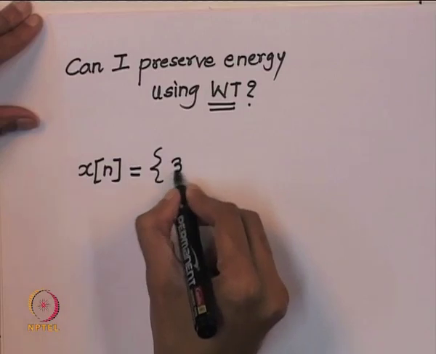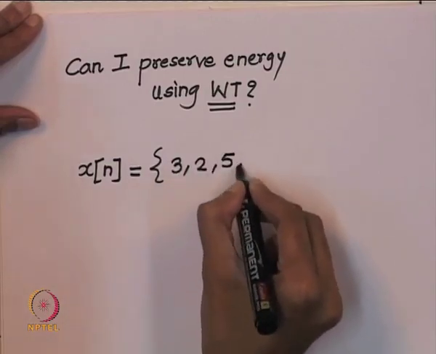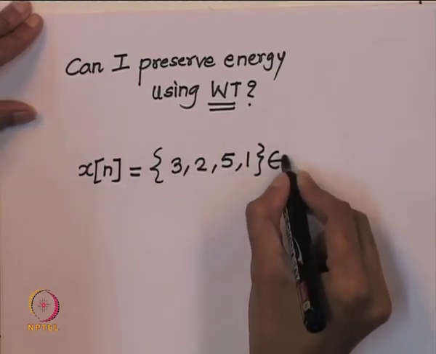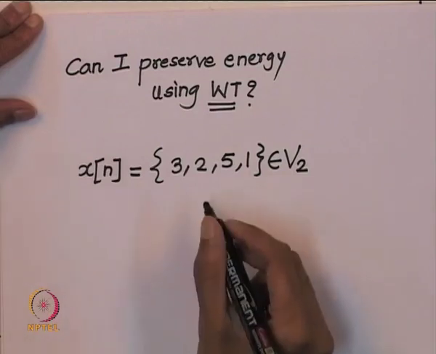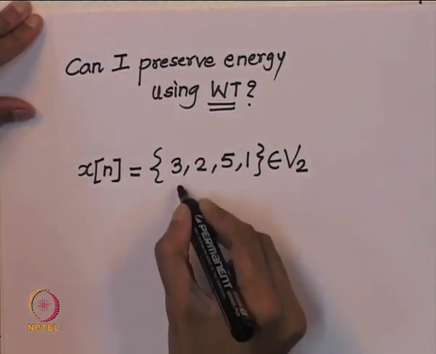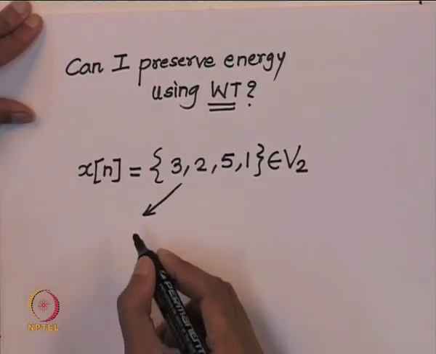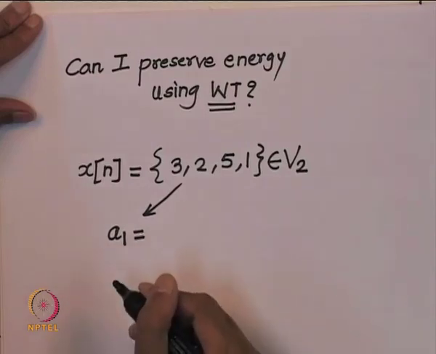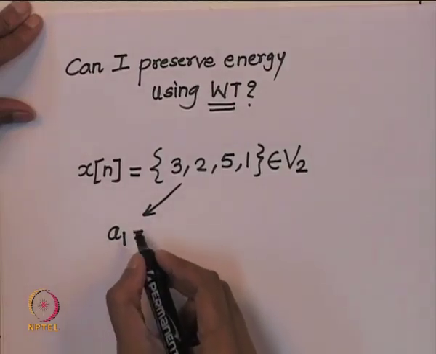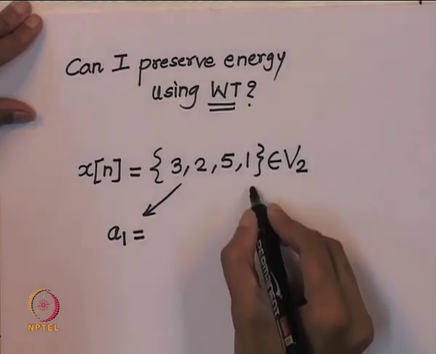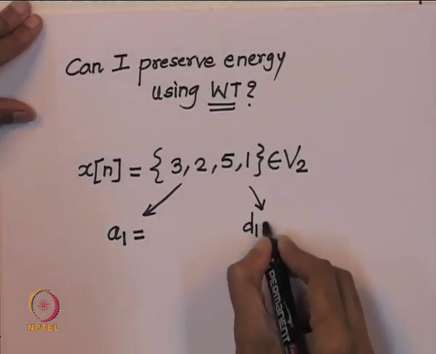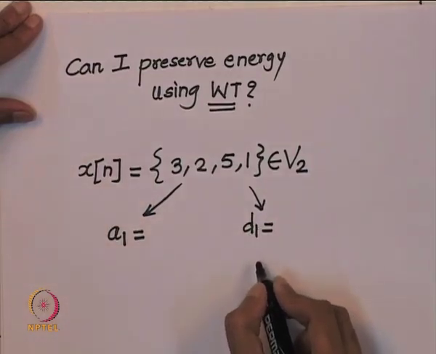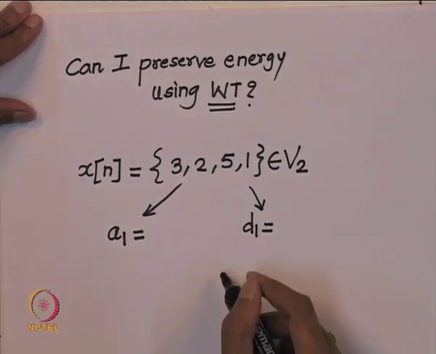x of n, let us say 3, 2, 5 and 1. So, there are only 4 elements, and let us say this signal belongs to subspace V of 2. Now, I can very well calculate the approximations, and let us call these approximations as A1, and I can find out these approximations which would belong to V of 1, and I can also calculate the details, and let us call them as D1, and these D1 details would belong to obviously W of 1, as we typically know.